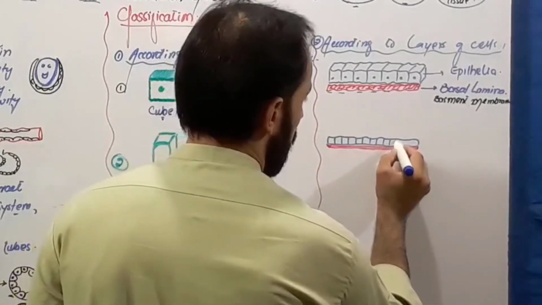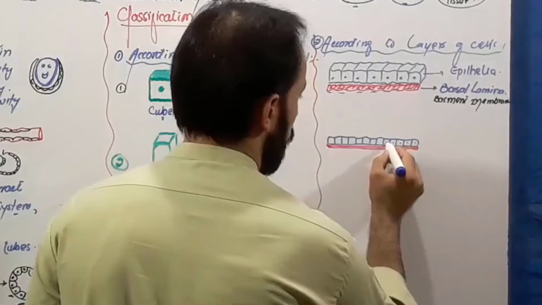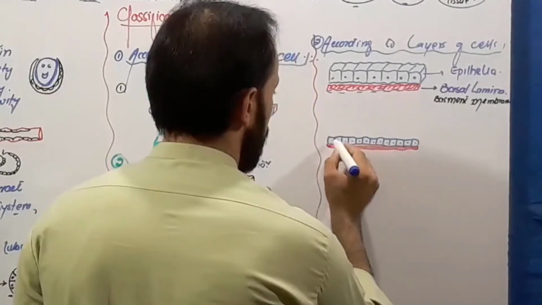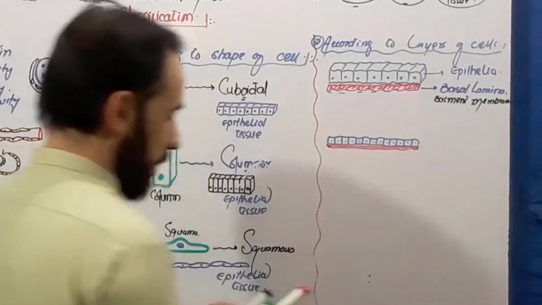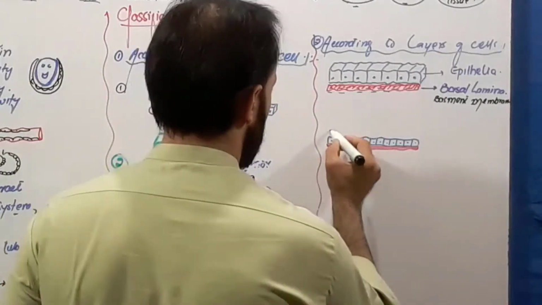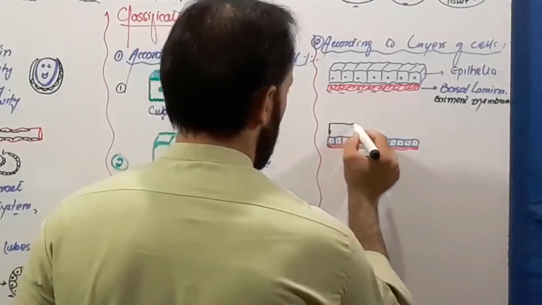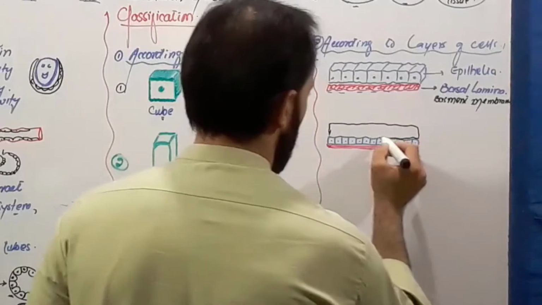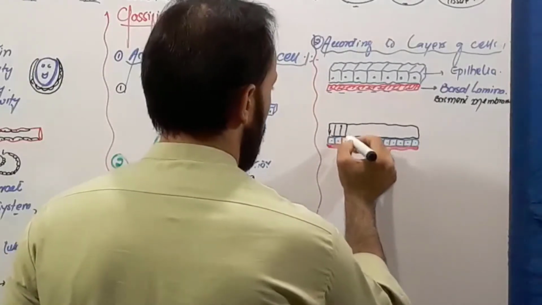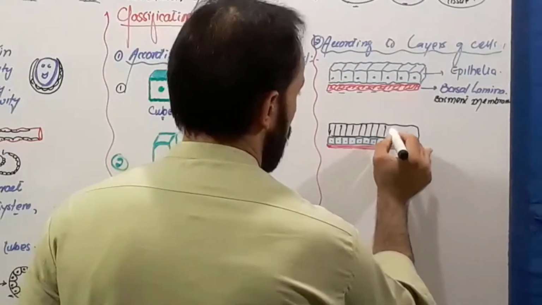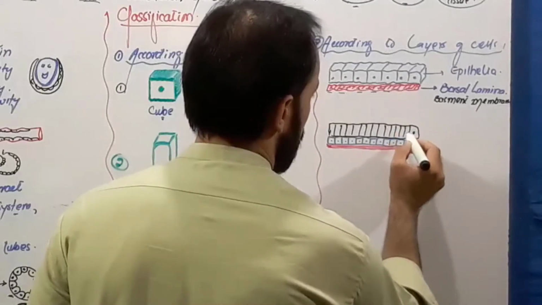This is the epithelia. I hope you are understanding, friends, right? So this is one layer. There is another layer above it. There is another layer of the epithelia above that first layer. So these are the columnar shaped cells, right?